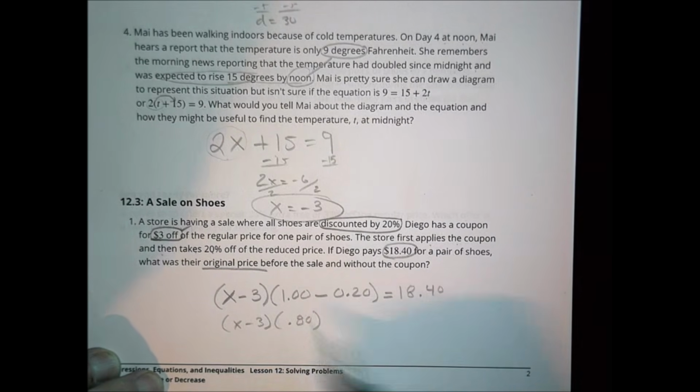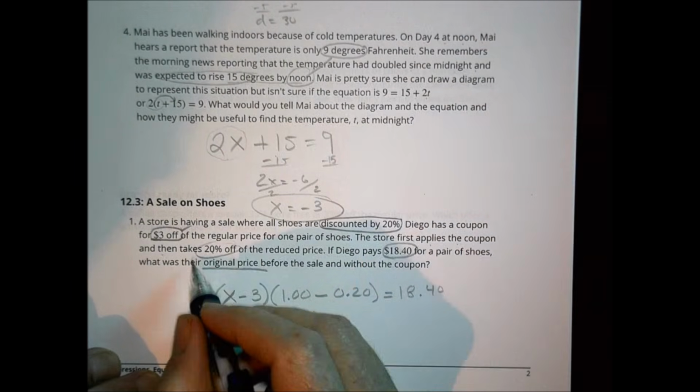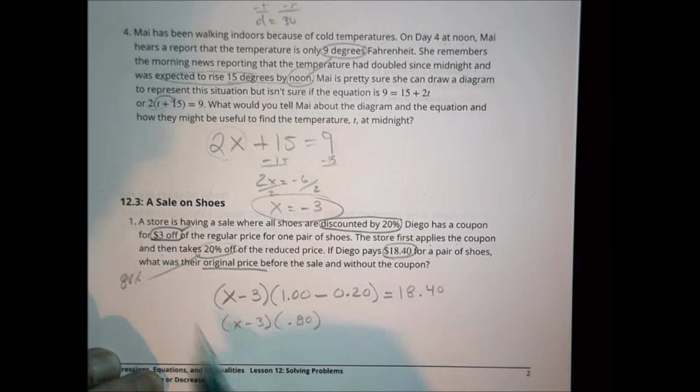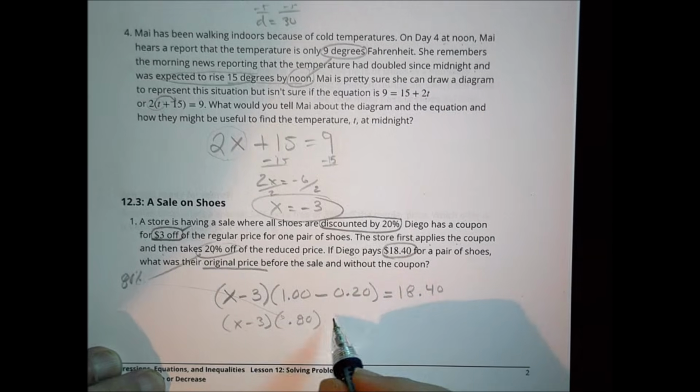This then is rewritten as x minus 3 times 80%. Now again, you might have seen that a little faster. You might have said, if it's discounted by 20%, 20% off means I'm only paying 80%. And that's how you get that number there. It's 100% minus 20%.